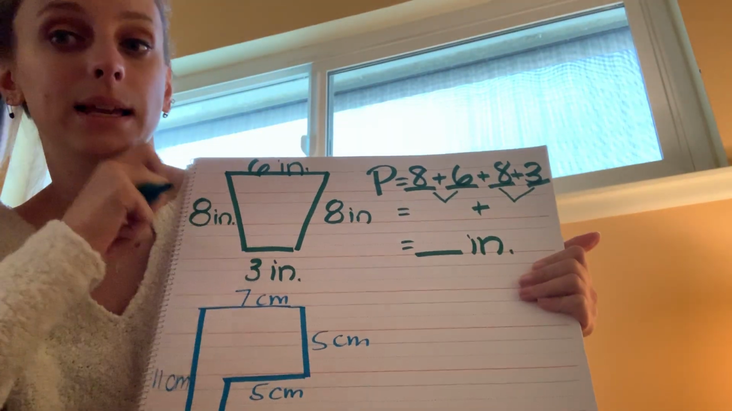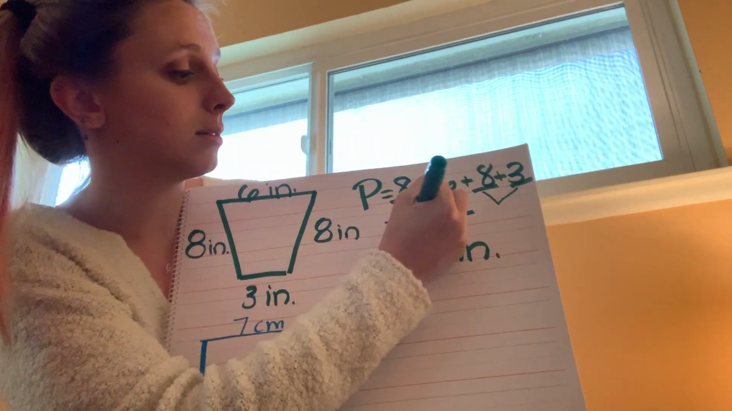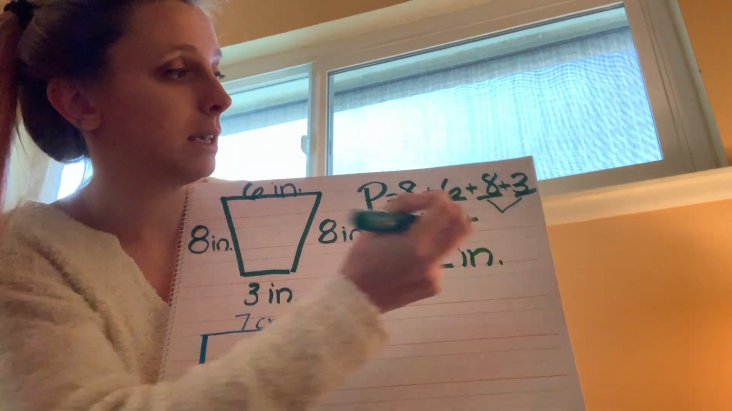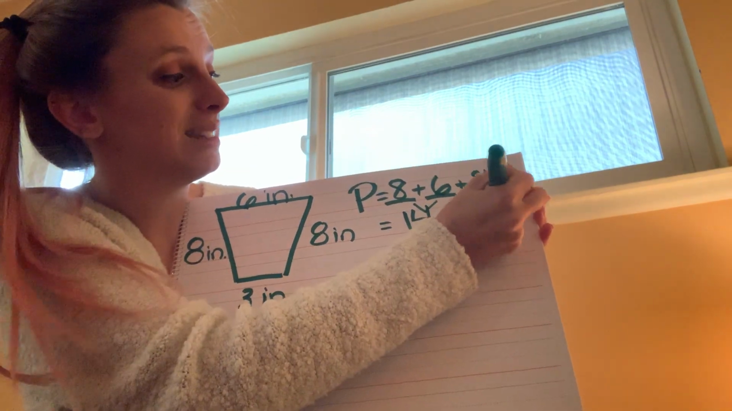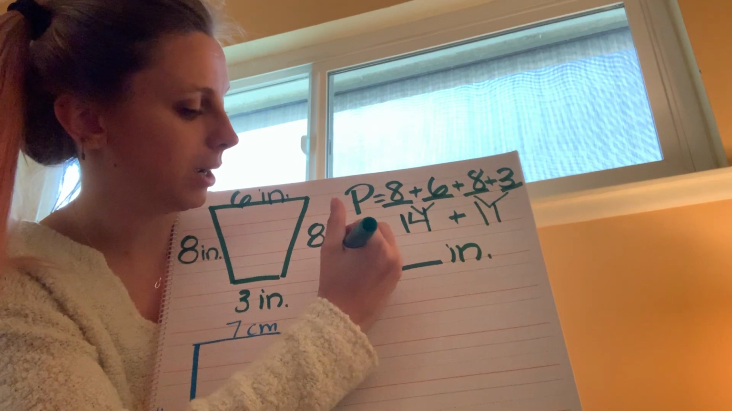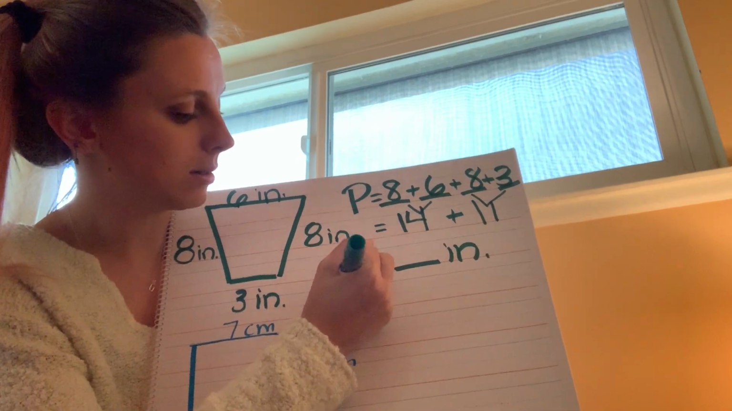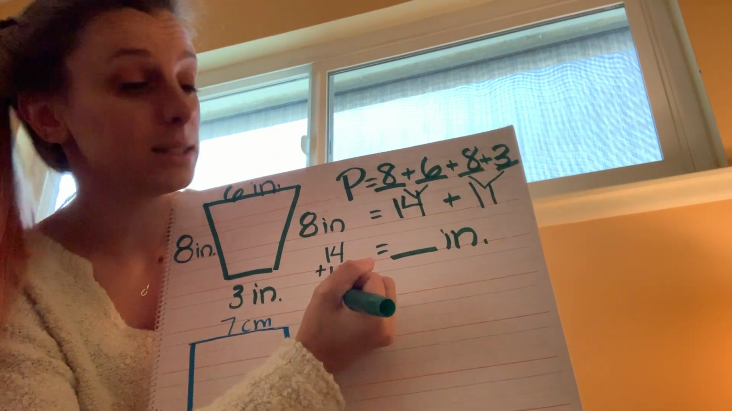So 8 plus 6, that should give me 14. And 8 plus 3 should give me 11. Now I'm really ready to solve. I'm almost there. So I'm going to take 14 and 11, and I'm going to add them up. And you can go ahead and pause if you want to work this out yourself.